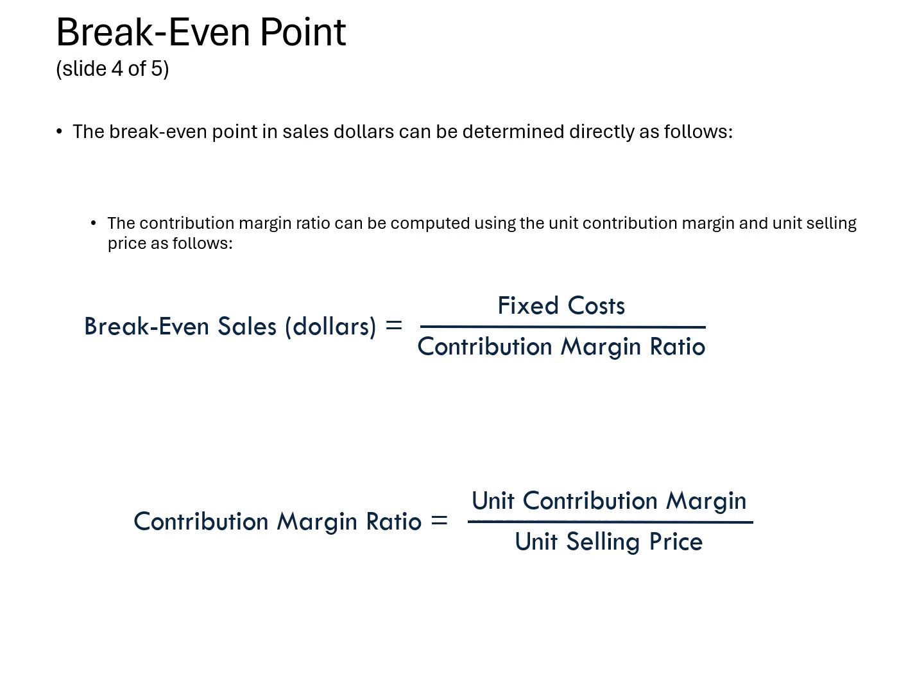If instead of wanting to know how many units we need to sell, we would rather calculate how much sales dollars we need, then we can just change our formula slightly and come up with the break even in sales dollars rather than the break even in sales units. All we're going to do is change the denominator to have the word ratio on it. So fixed cost divided by the contribution margin ratio will give us our break even in sales dollars.